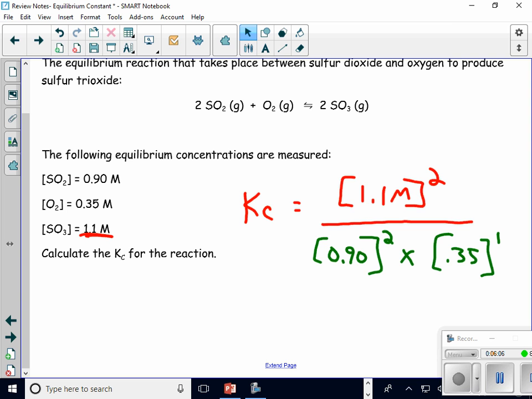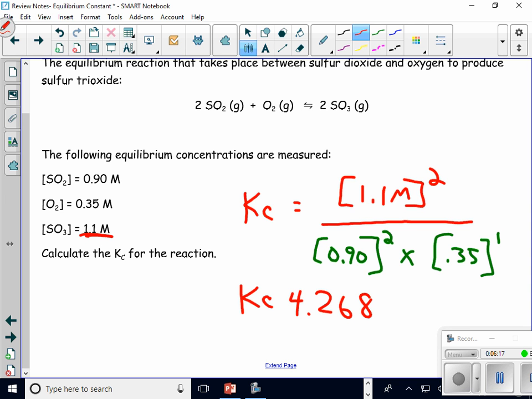And it gives me a value of Kc of 4.268. And if I would go back, it looks to me like I have 2 sig figs. So my equilibrium constant equals 4.3.